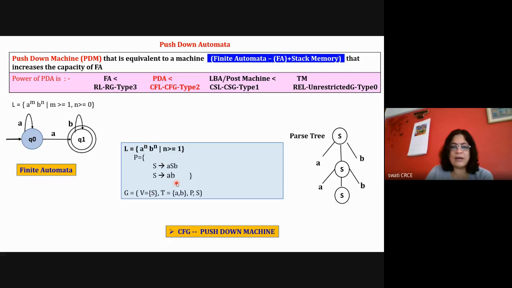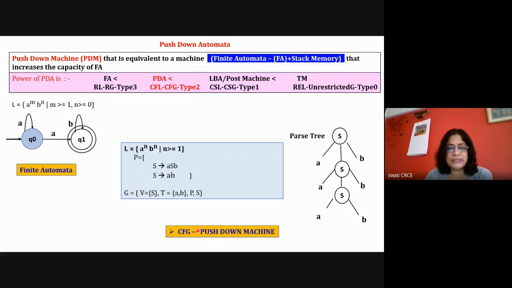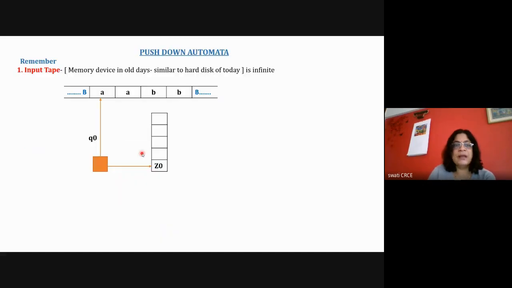We have done sufficient problems on context-free grammar and language. Now, a push-down machine can understand this context-free language. So it should understand this particular language, A raised to n, B raised to n. And how do we solve it? Whenever I say push-down machine, you need to remember this particular diagram in front of you. This example is very important, A raised to n, B raised to n. If you understand this particular example, you can solve any problem.